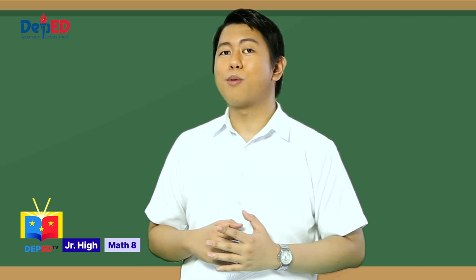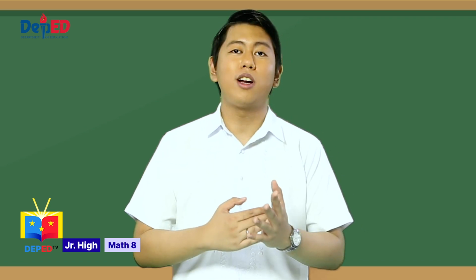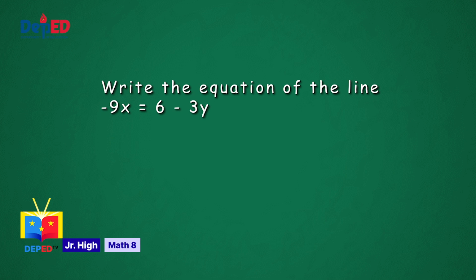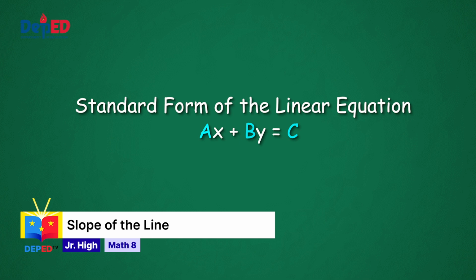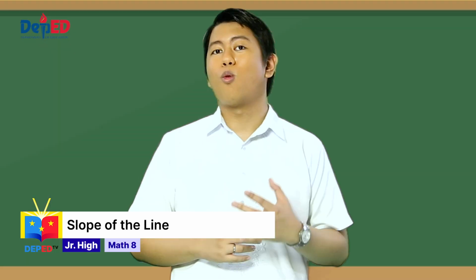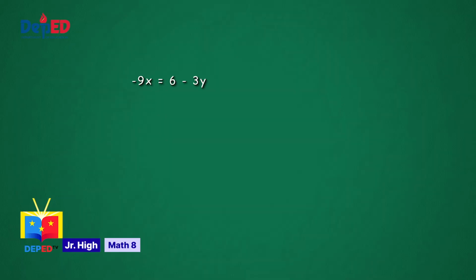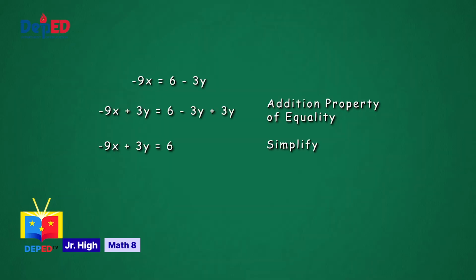Let us have this last example before we move to the evaluation part of our lesson today. Write the equation of the line negative 9x equals 6 minus 3y in standard form and in slope-intercept form, then find its slope. Remember that the standard form is given by the equation ax plus by equals c. So by applying the addition property of equality to move the terms, what will be the standard form? We will have an equation negative 9x plus 3y equals 6.